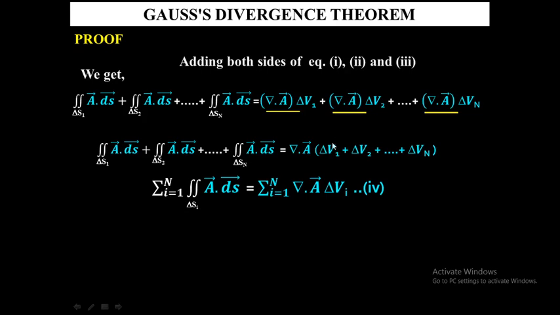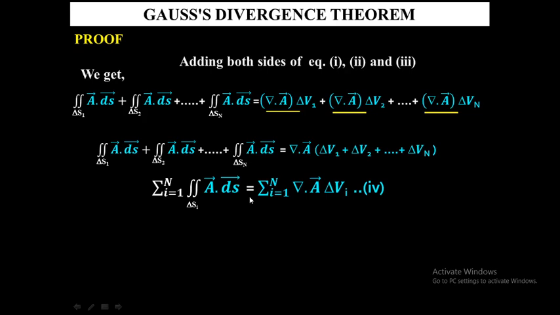Similarly, because this is in the summation form, this can also be written in terms of the summation symbol: summation over i equal to 1 to n of divergence of vector field A into delta Vi, since i is from 1 to n. So we get this equation number 4.